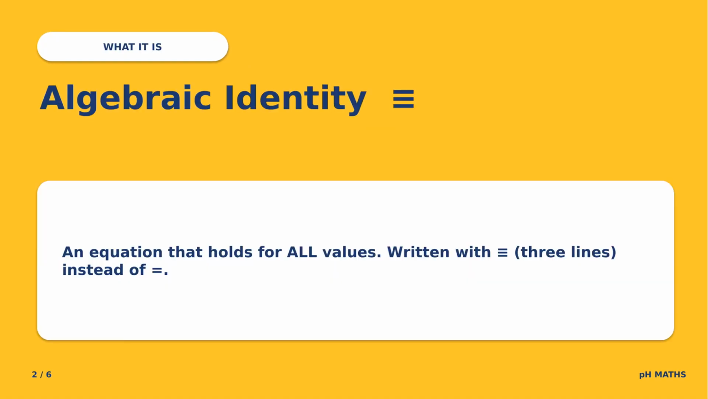Definition: an algebraic identity is a relationship that's true for all values of the variable, written with 3 lines, the equivalent symbol, instead of 2 lines for equals. So (x plus 1) all squared is identically equal to x squared plus 2x plus 1 for any x at all.